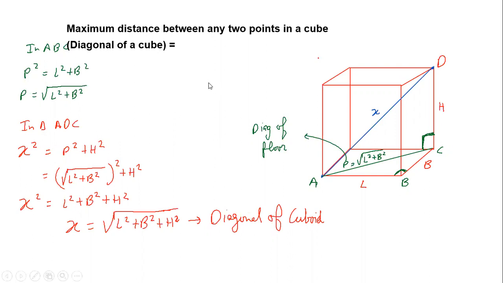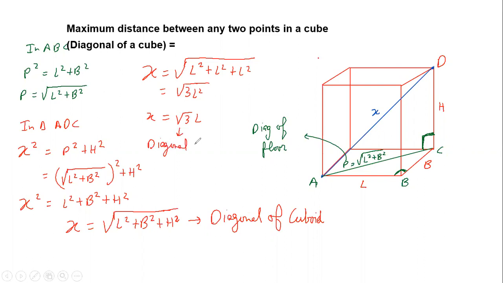But in a cube, every dimension will be the same. So it will be L, L, L. So guys, the only difference is, if I want it to be a cube, instead of L, B, H, I'll simply write down L, L, L. Everything will be the same. So it will be L square plus L square plus L square. That will be under root 3L square. L will come out, so root 3 L. Now this is what, guys? This is the diagonal of a cube.